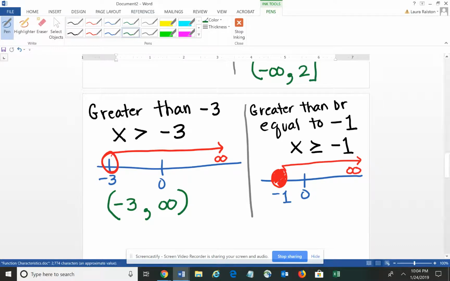So writing it in interval notation, we begin at -1 on the left, we continue to positive infinity. -1 can be used, so we use a bracket. Infinity always gets a parenthesis.